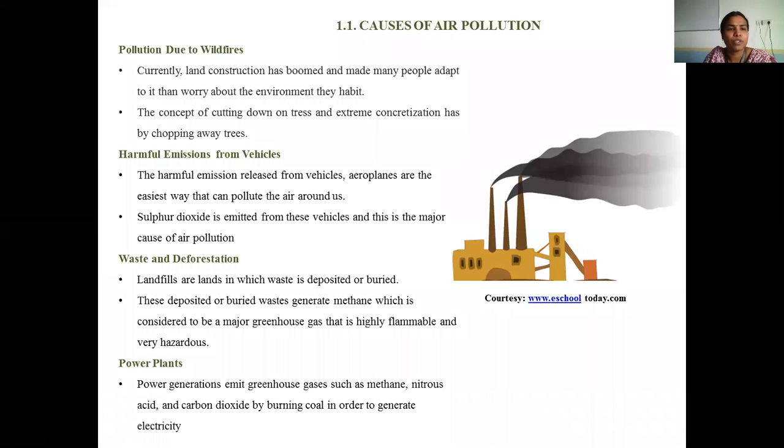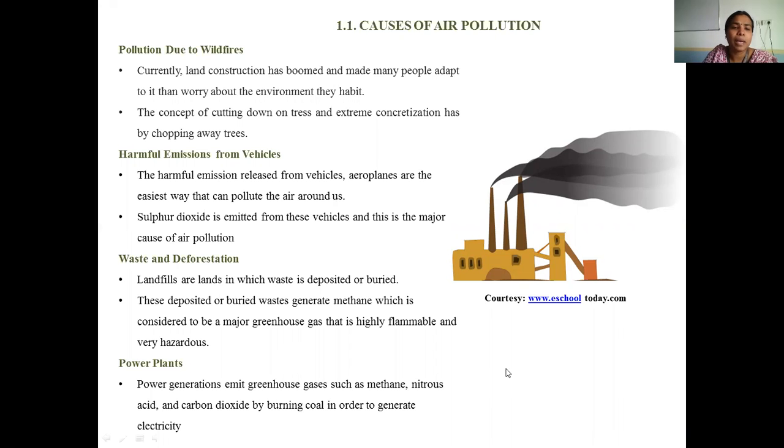And causes of air pollution: pollution due to wildfires. Currently, land construction has boomed and made many people adopt it rather than worry about the environment they inhabit. The concept of cutting down trees for concretization and for developing technology completely eradicates the green cover, the forest area. So that also causes pollution due to forest fire.